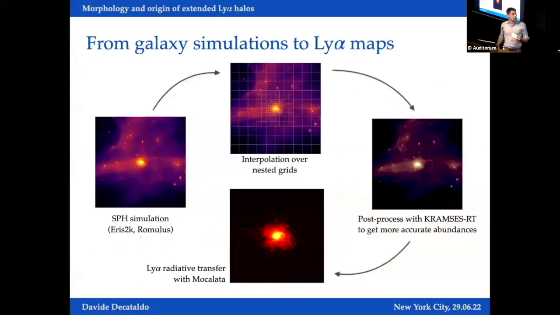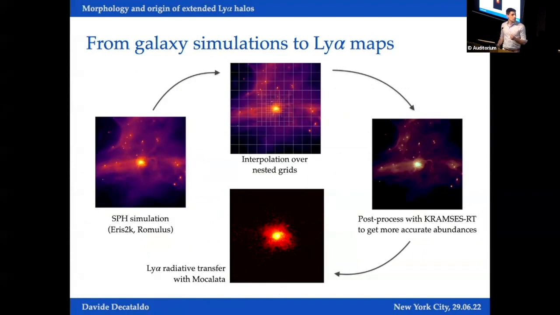So let's go into the details of my work, starting first with an overview of the machinery. I will go in the following slides into the details of each of these steps. So you can start with your favorite SPH simulation. In particular, I am analyzing ACE2K and Romulus. From these, we proceed interpolating over a grid, because our code for the radiative transfer of Lyman alpha works on a grid. So we have to interpolate the SPH data into a grid.